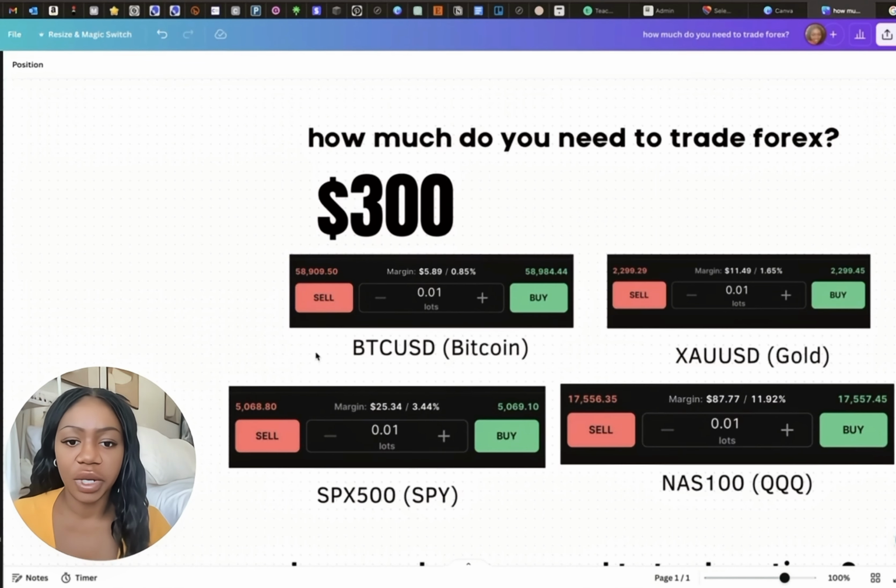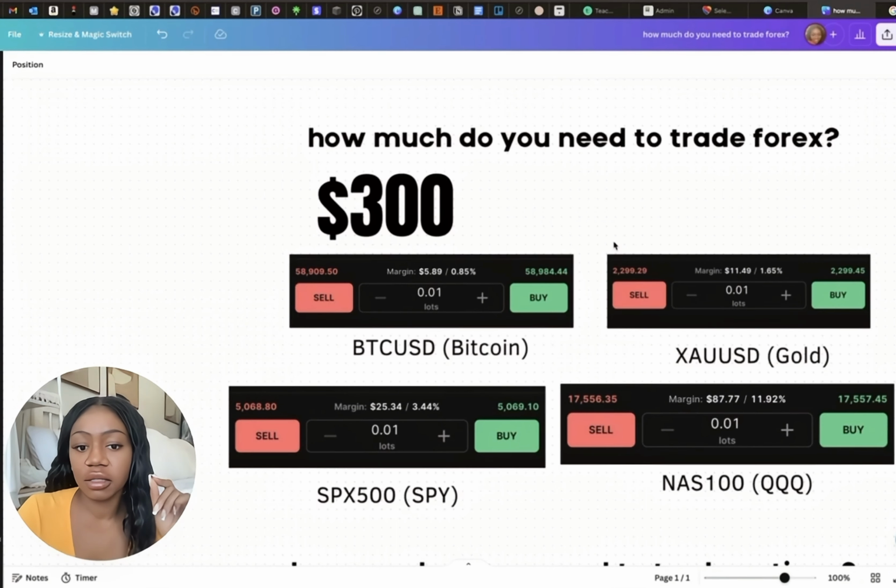So let's start with Bitcoin. For Bitcoin, it only costs $5.89 to get the smallest position. Obviously you can scale up, you can get more lot sizes of that, but you only need $5.89 to get into a Bitcoin position using my broker. Now, with gold, you need $11 to get into a position, $11.49 to be exact, to get into one 0.01 lot size position of gold.